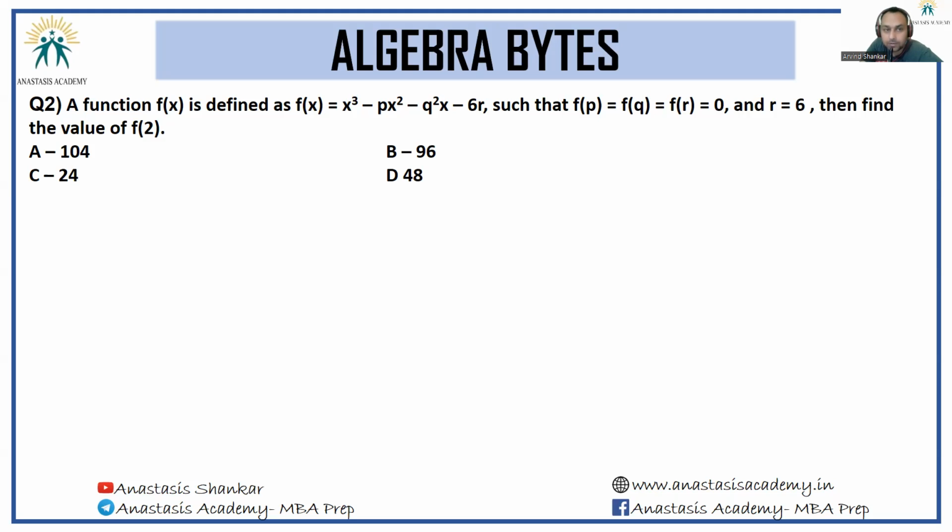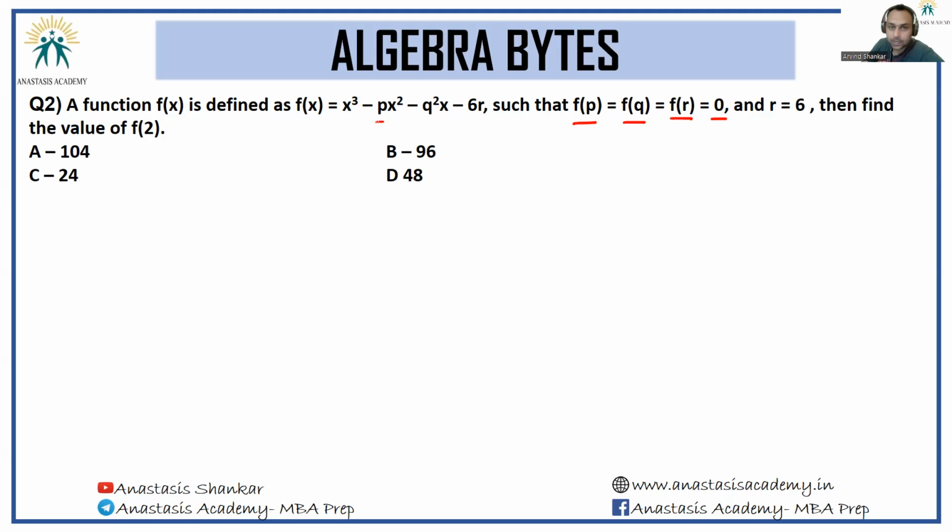Next, a function f(x) is defined as f(x) is equal to x cube minus p x square minus q square x minus 6r, such that f(p) is equal to f(q) is equal to f(r) is equal to 0 and r is equal to 6. Then find the value of f(2). Simply see, if f(p) is equal to f(q) is equal to f(r) is equal to 0, basically p, q, r are roots of this expression.